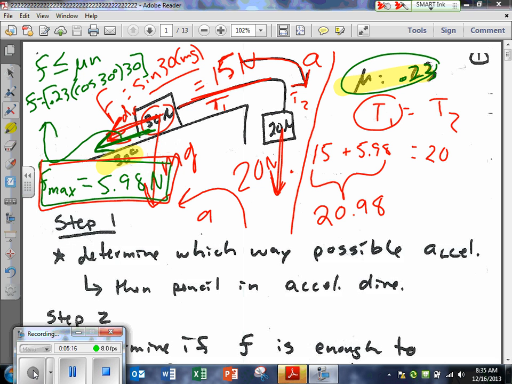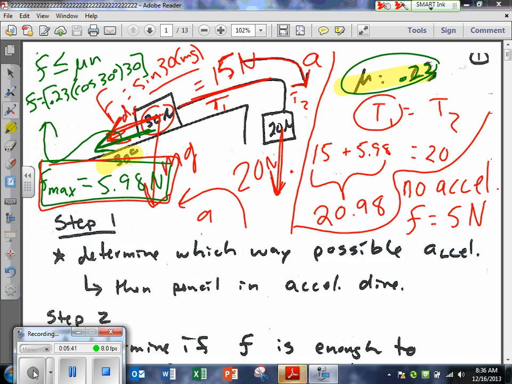So, what does that mean about friction? Does it max out? No, it doesn't max out, does it? It can't. So, what friction then ends up being in this case, so now this becomes a problem where we say there's no acceleration, and friction equals 5 newtons. Because that is all that friction needs to be in order to keep this thing from moving. And friction will never max out if it doesn't have to. That's the whole idea of this less than or equal to formula.